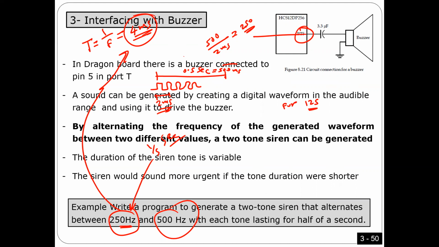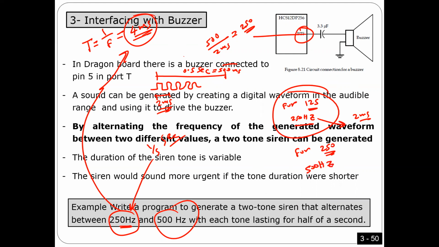Every iteration, I'm gonna generate a 250 hertz frequency. Again, the way you have to do it, just make the delay 2 milliseconds. That's it. And then after I finish this loop, I'm gonna make a full loop for 250. Okay, and then to generate frequency 500 hertz.